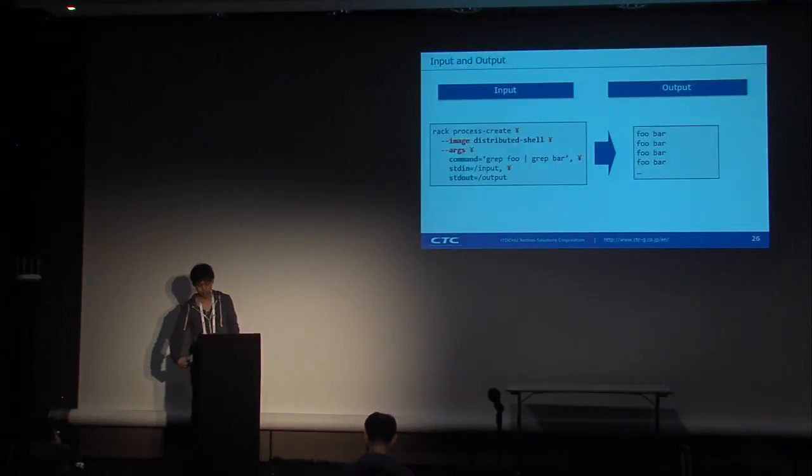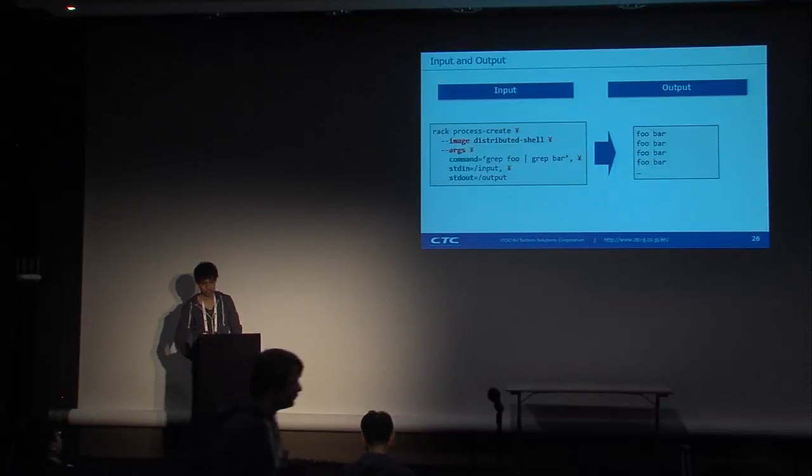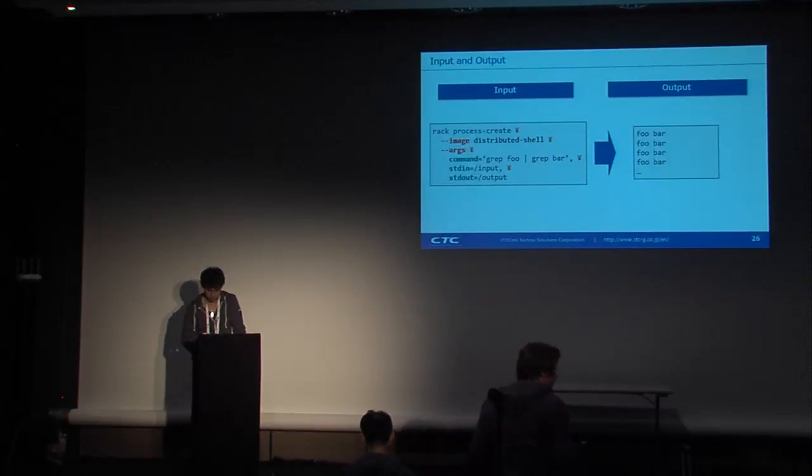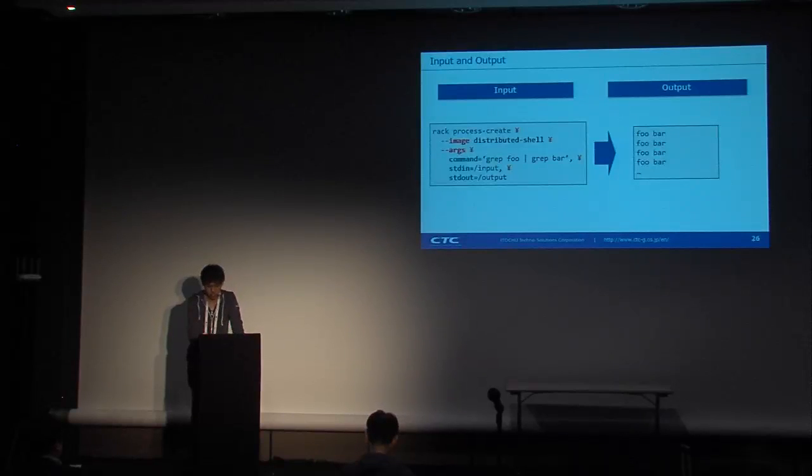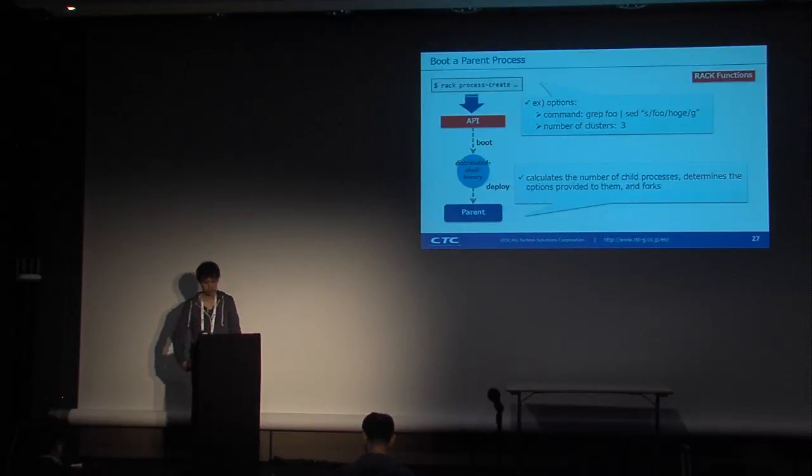So to execute this application, you just run the RAC process create command with the binary name and options in the same way as the Monte Carlo application. In the option called command, you can specify the shell command like this. So first of all, run the RAC process create command with the option like this.